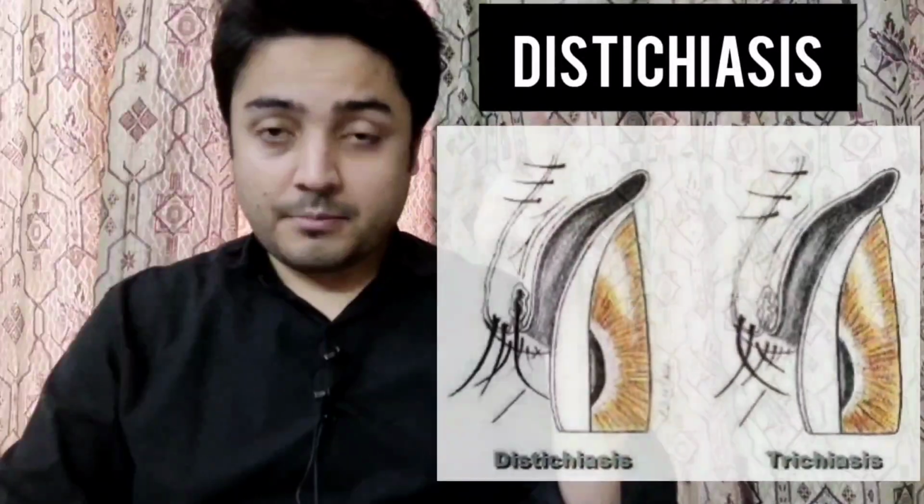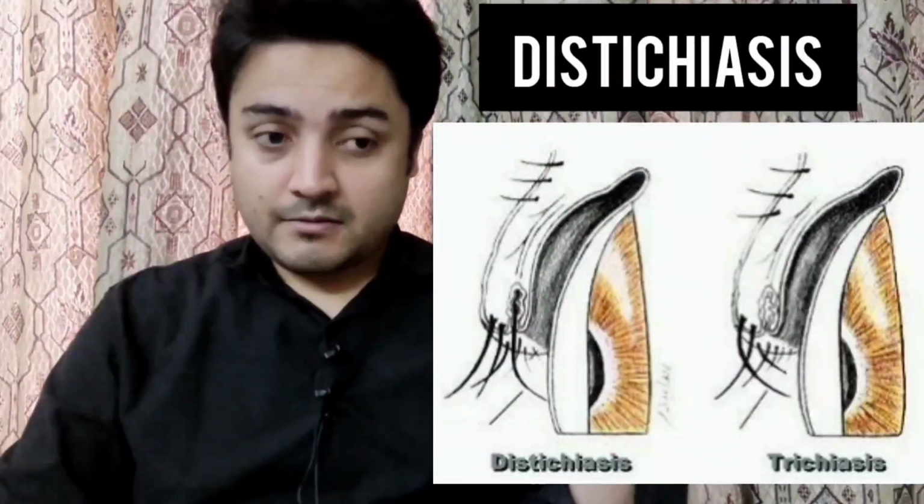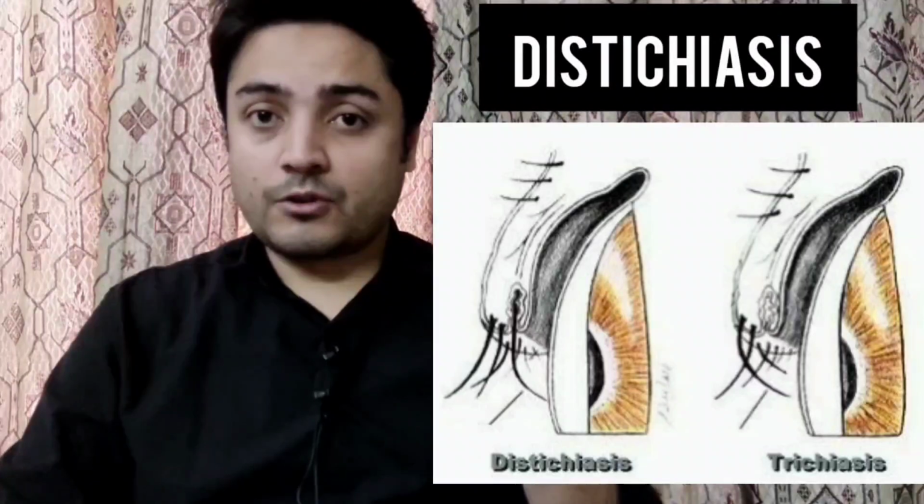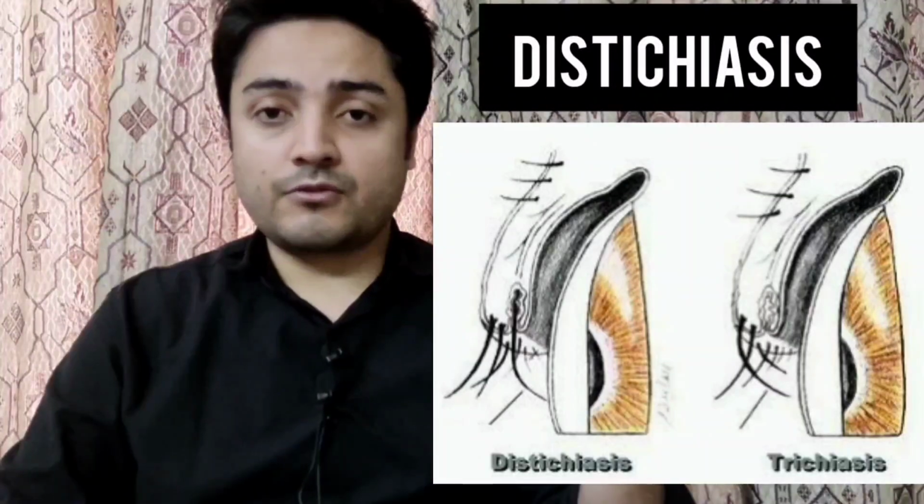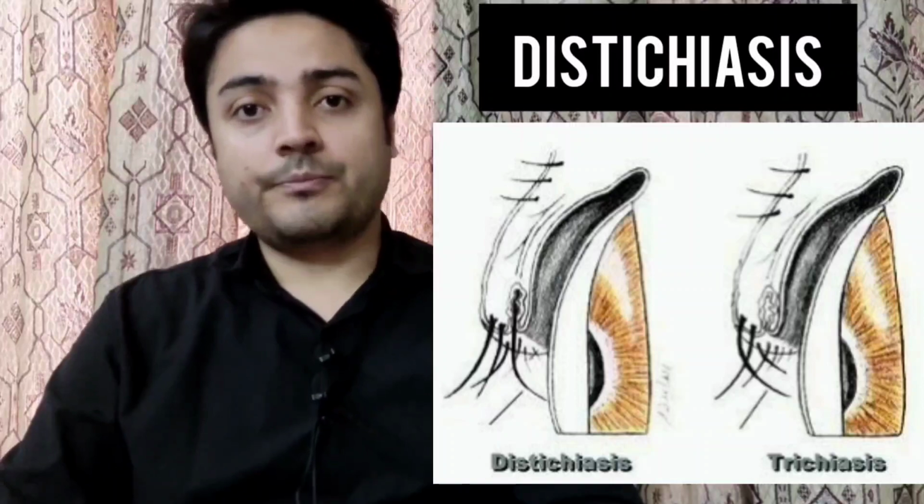In this one, there's an additional row of eyelashes apart from the normal row, and they are directed inwards to your eyeball, to the cornea, resulting in the same symptoms of photophobia, lacrimation, redness, and so on. So let's come to the topic of today, that is trichiasis.